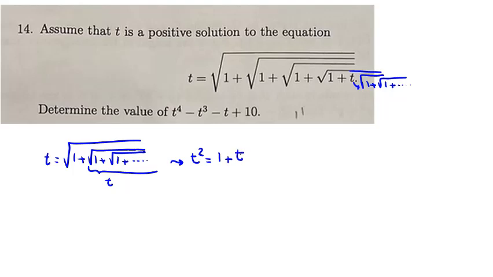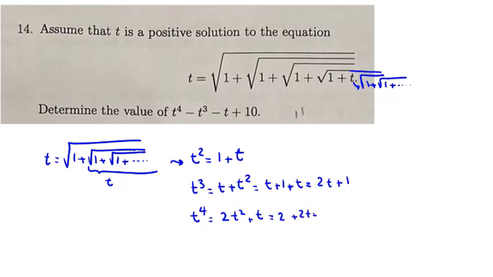This idea also is useful in a problem I saw in the American Math Olympiad. So t cubed is what? You multiply both sides by t, it is t plus t squared. Again, replace t squared by 1 plus t. We try to decrease the powers. It will be 2t plus 1. And for t to the power of 4, we multiply both sides by t. It will be 2t squared plus t. 2t squared will be 2 times this plus 2t plus t. It will be 2 plus 3t.